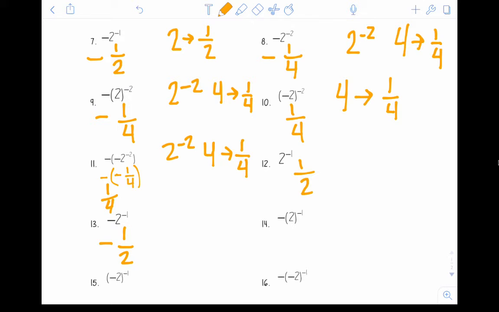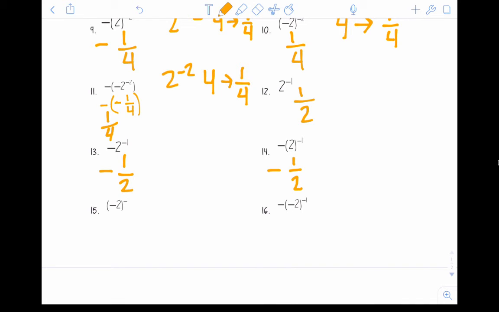Number 14, negative 2 to the negative first. Once again, that's a mean exponent. That negative is still just hanging out by himself. And I have 2 to the negative first, which 2 times in a row now we've said that the inverse of 2 is 1/2. So the answer to number 14 is negative 1/2.